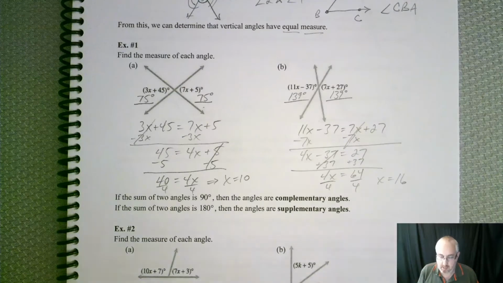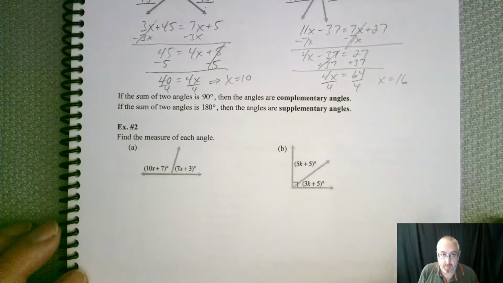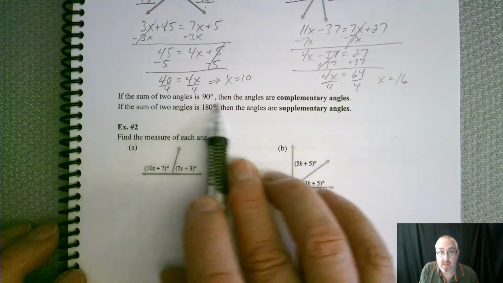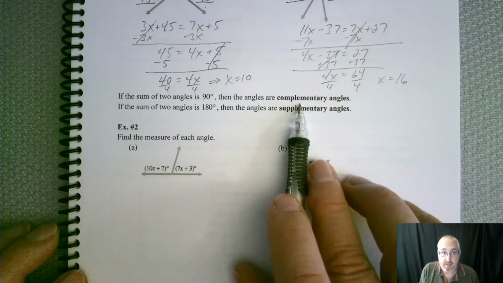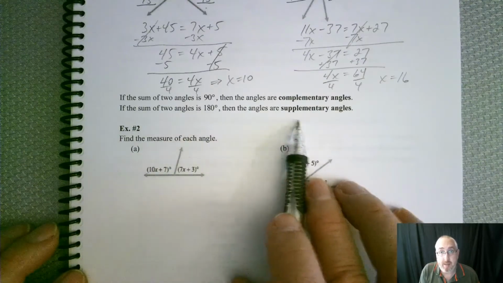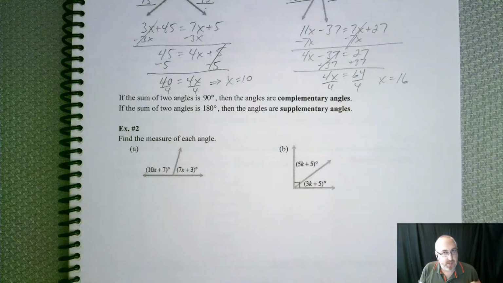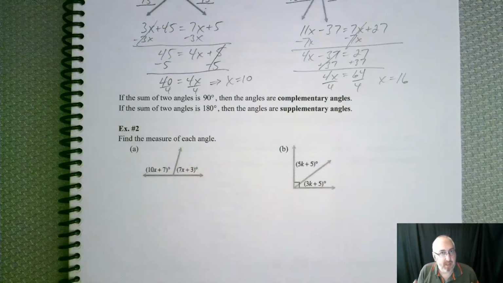What are some other cases? Well, the next two cases are related to each other. One of them is a case where the sum of the two angles is 90 degrees, in which case they're called complementary. So complementary angles. But if the angles add up to 180 degrees, then they're supplementary angles. All right. So the setup for them is going to be a little bit different because now we're looking at the sum instead of setting them equal.